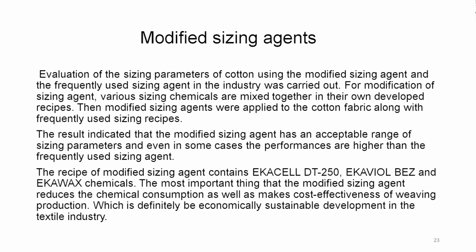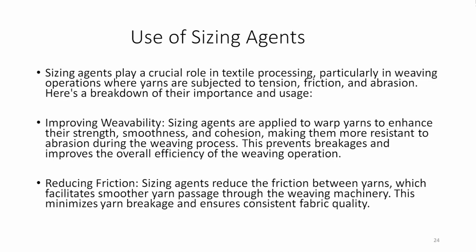The recipe of modified sizing agent contains Ecacell DT 250 or Ecaviol Bez and Ecavax chemicals. The most important thing is that the modified sizing agent reduces the chemical consumption as well as makes weaving production cost effective, which is definitely more economical and economically sustainable development in the textile industry. So, these modified sizing agents are very good in terms of their cost effectiveness.